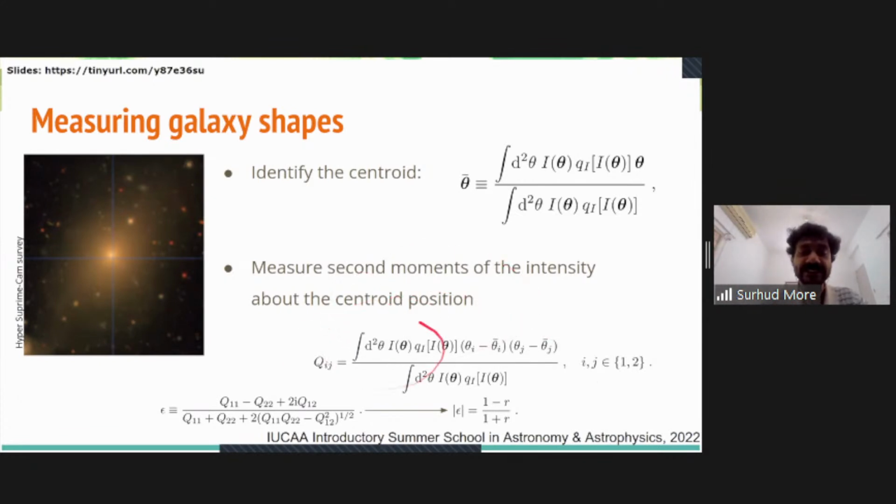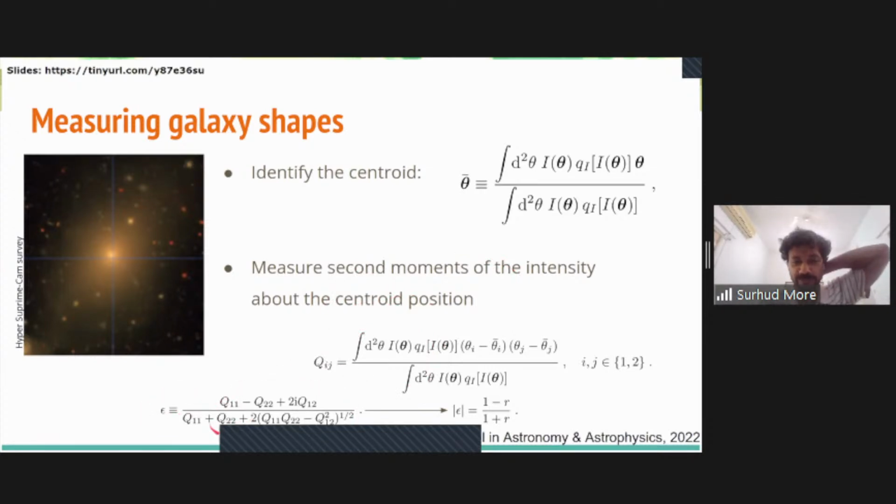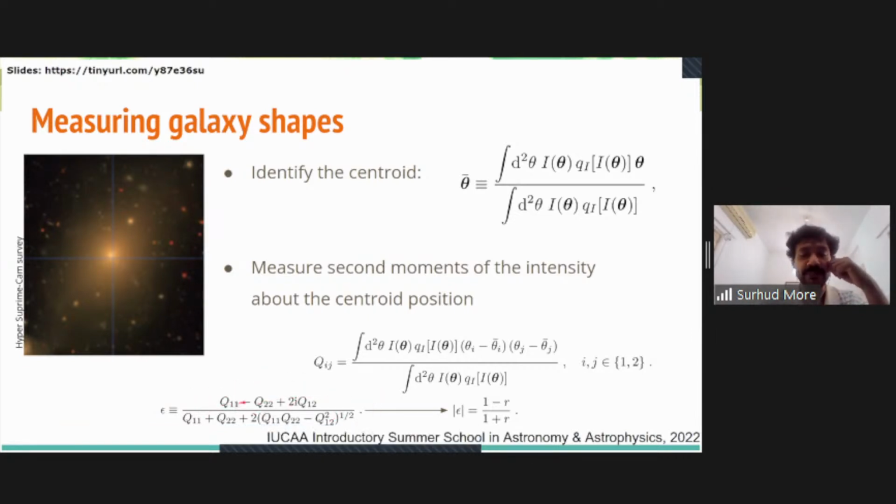So once you've measured these second moments, you can define the ellipticity in this particular fashion. Okay? So what is this number? So Q11 minus Q22 plus 2i times Q12, divided by this kind of complicated denominator that you see. But let's try to simplify and try to understand. Let's suppose you have a galaxy which is completely Gaussian, and this Gaussian is oriented along the xy axis. Okay? Let's suppose that that is the case.